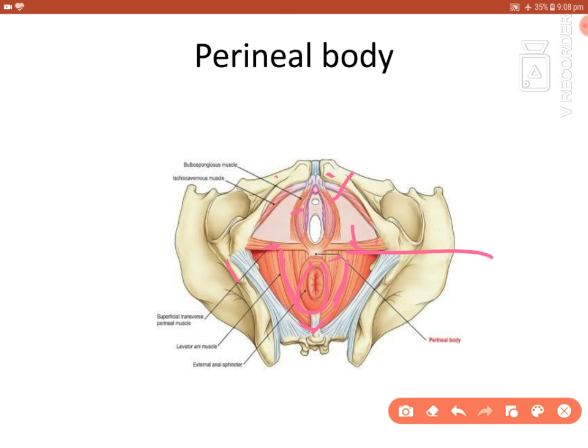Then there is also the longitudinal muscle coat of the rectum and the anal canal, which is not there in this figure. These 10 muscles converge to this perineal body, which helps to anchor the pelvic floor muscles and maintains the integrity of the pelvic floor.